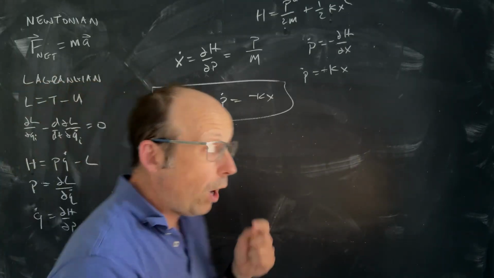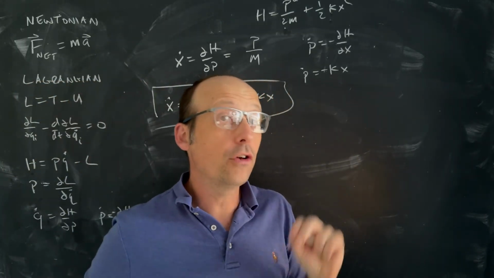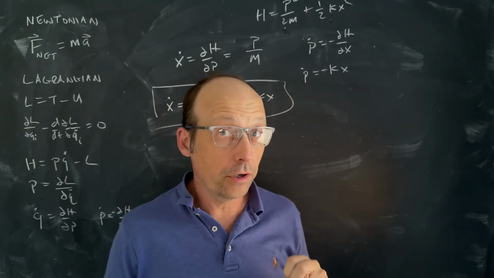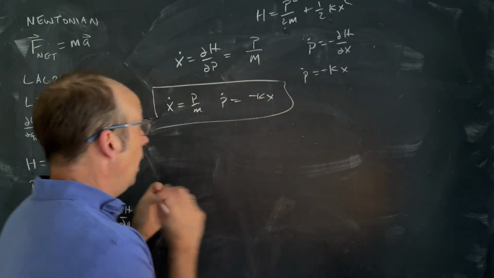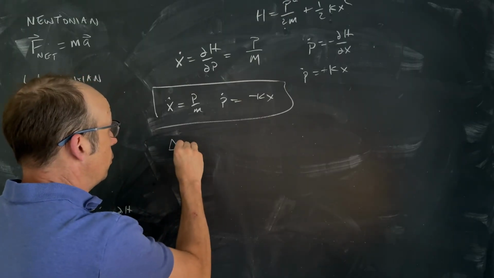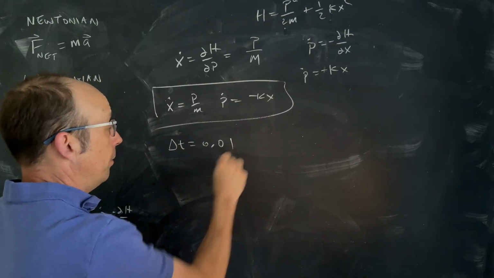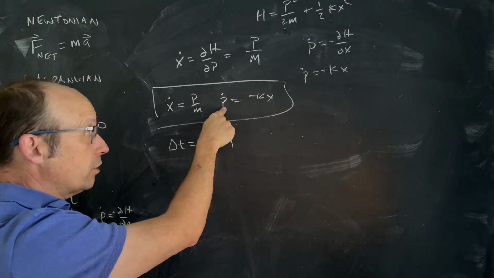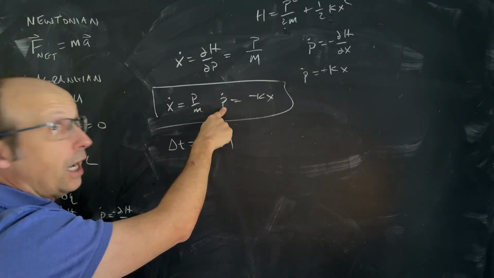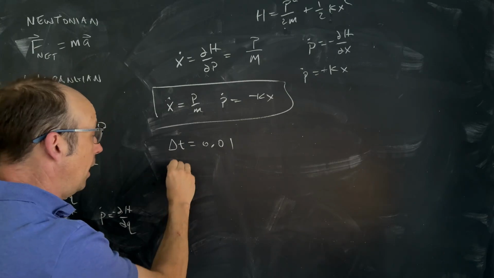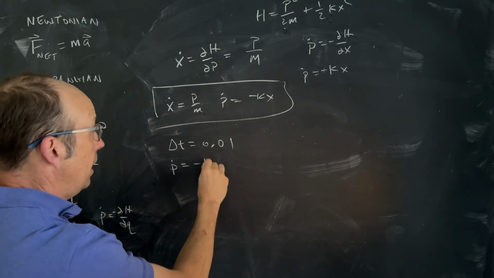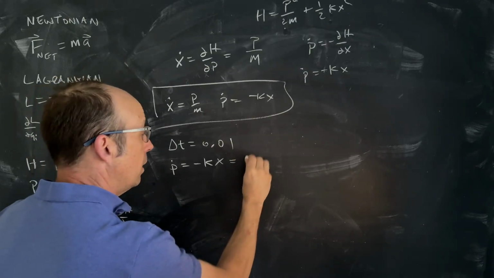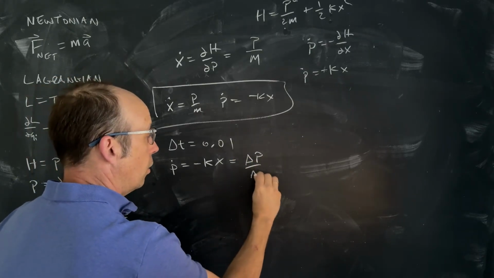Now, one way that we can solve numerically two first-order differential equations is to do the following. Of course, I'm going to break this into a small time interval. During that time interval, I'm going to assume that p dot is constant, even though it's not. So p dot is negative kx. And I'm going to set that equal to delta p over delta t.